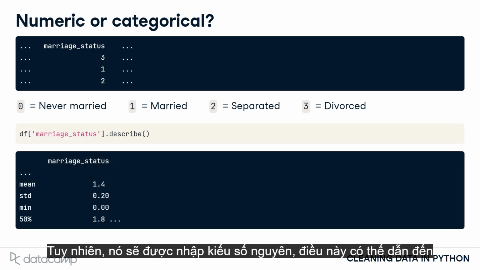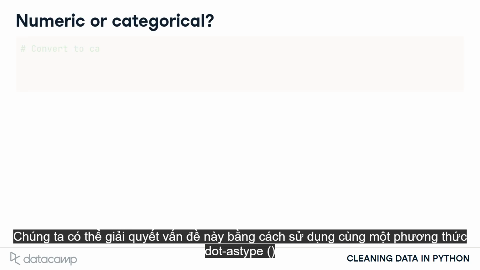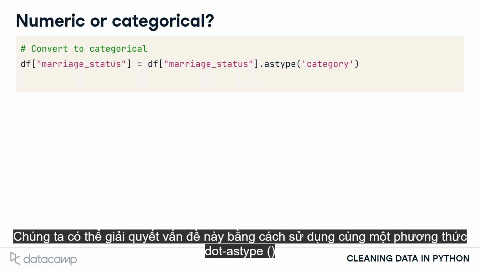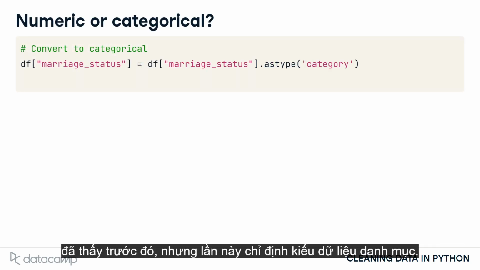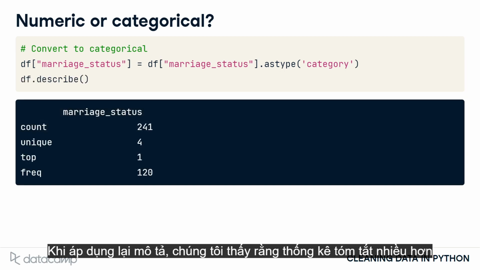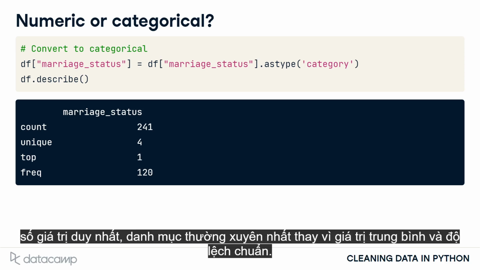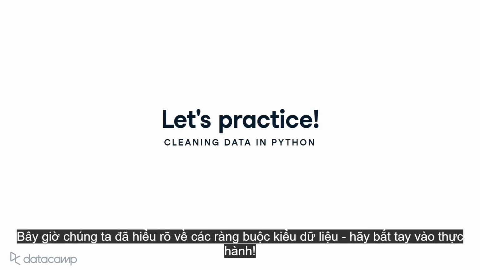However, it will be imported as type integer, which could lead to misleading results when trying to extract some statistical summaries. We can solve this by using the same .astype method seen earlier, but this time specifying the category data type. When applying the describe method again, we see that the summary statistics are much more aligned with that of a categorical variable, discussing the number of observations, number of unique values, most frequent category, instead of mean and standard deviation. Now that you have a solid understanding of data type constraints, let's get to practice.